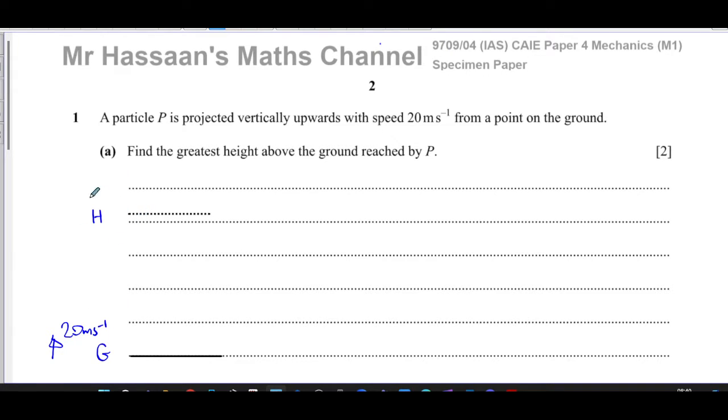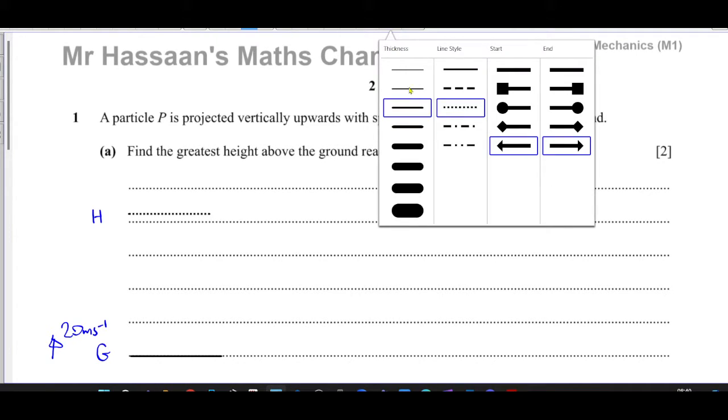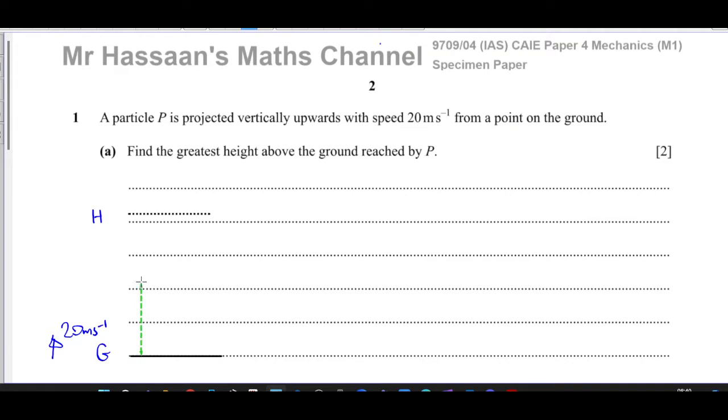Now the greatest height above the ground that it reaches is going to be this distance here between what we call G and H. So the greatest height it reaches is going to be this distance here, and I'm going to call that S. Now because we have a constant acceleration, which is the acceleration due to gravity heading down towards the ground, it's constant acceleration.